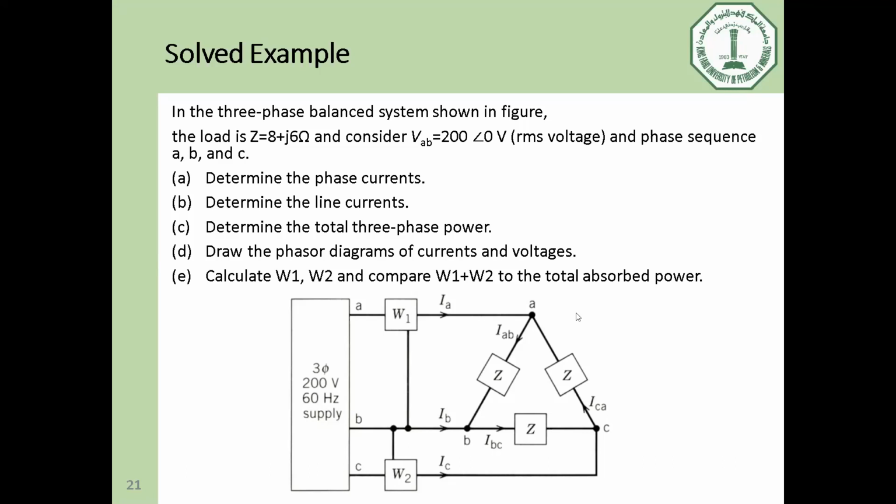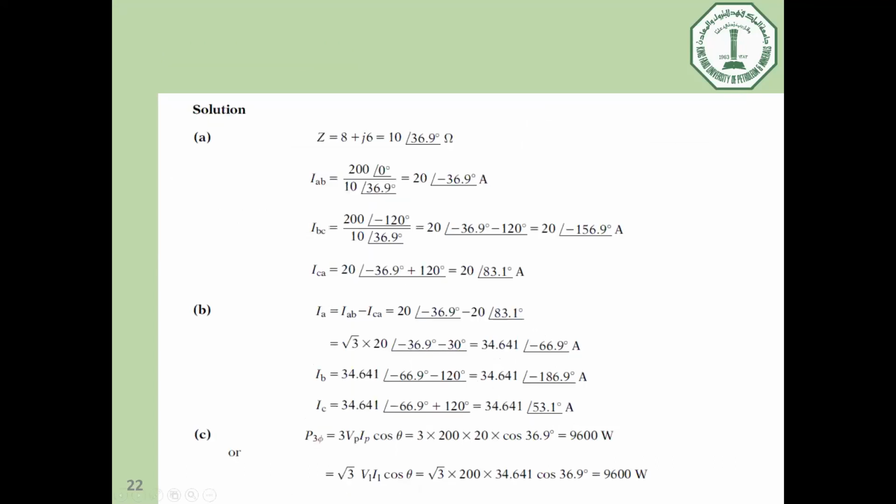So you can calculate it using this way, or you know previously you can say that I line equals square root of 3 multiplied by I phase, and the angle should be shifted by minus 30 degrees. So simply you can calculate it in that way. After calculating IA, just shift the angles by minus 120 and plus 120. Is it clear, Shabab? So this is the calculation of currents.